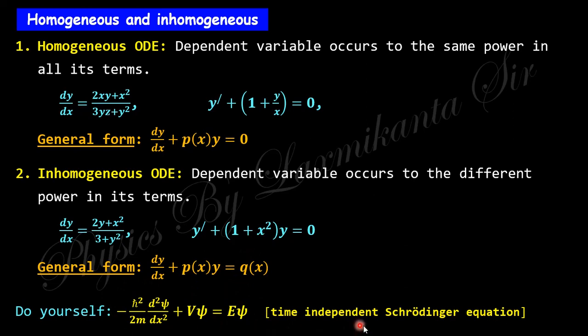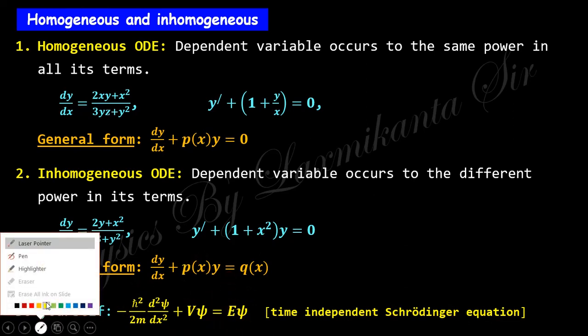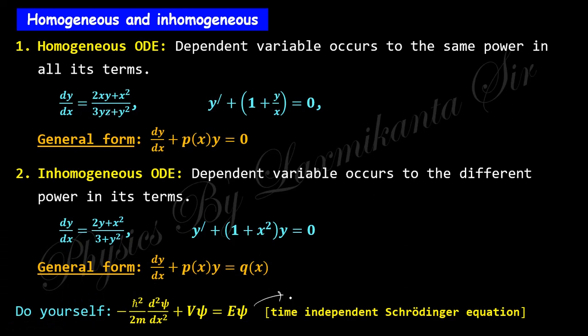In quantum mechanics you will learn about this equation. This is the famous equation, the time independent Schrodinger equation. For this equation, try to find out whether it is homogeneous or non-homogeneous. Try it yourself, homogeneous or non-homogeneous.